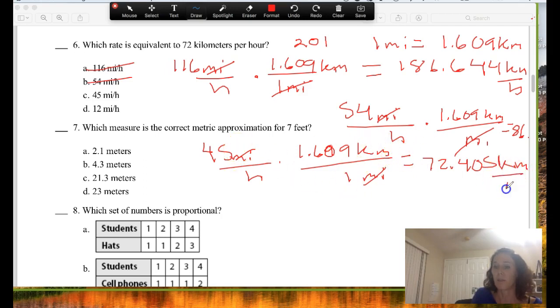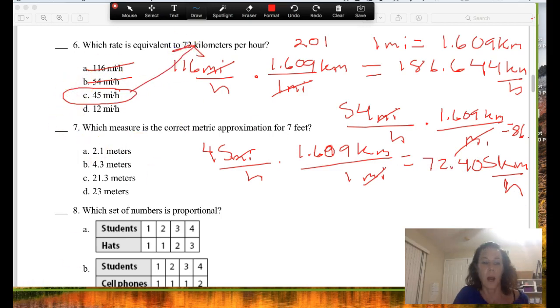It's kilometers per hour. So it's not exactly, but close enough. So this is the equivalent to 72 kilometers per hour. All right, on to the next.